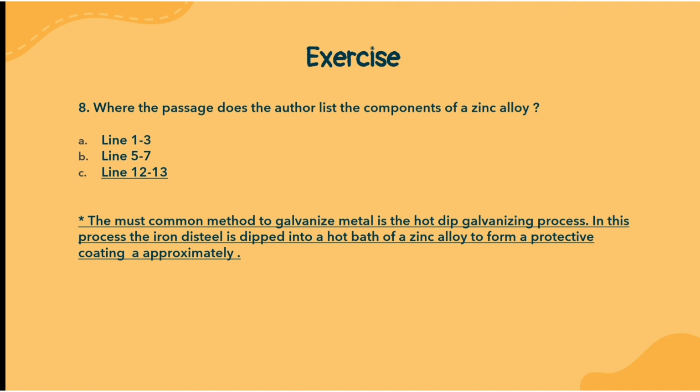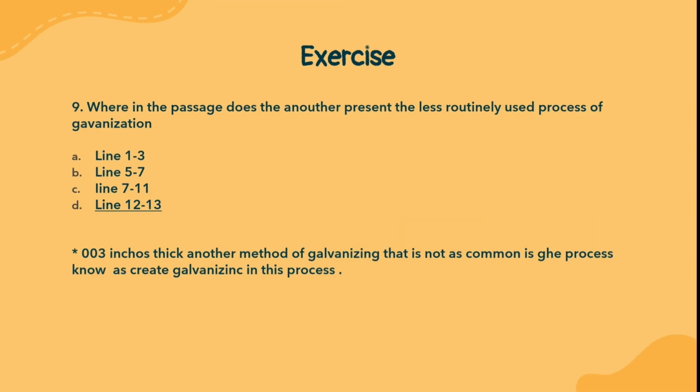The most common method to galvanize metal is the hot dip galvanizing process. In this process, the iron or steel is dipped into a hot bed of a zinc alloy to form a protective coating approximately. 9. Where in the passage does the author present the less routinely used process of galvanization?